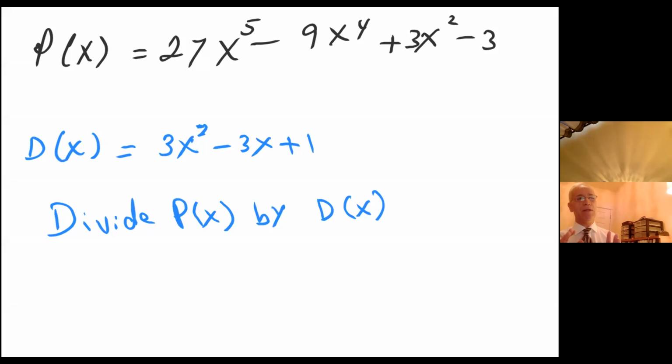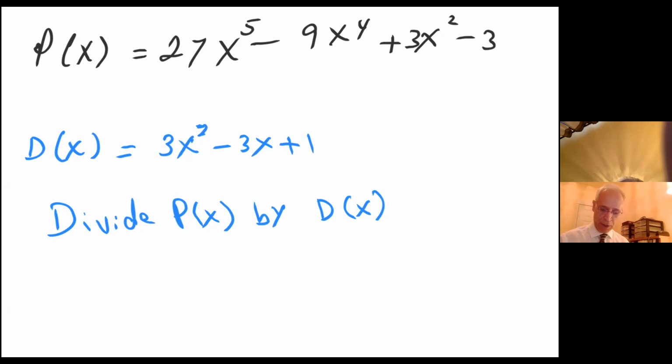Now, the main important thing to remember here is P of x is missing x cubed. So I need to have a dummy variable for x cubed, and there are no x's. What do I mean by that?